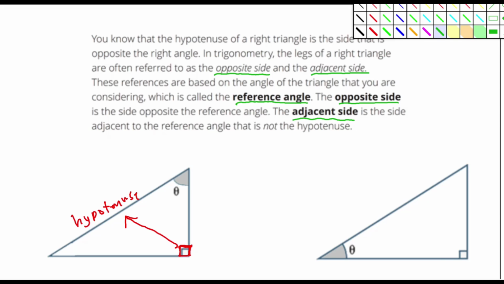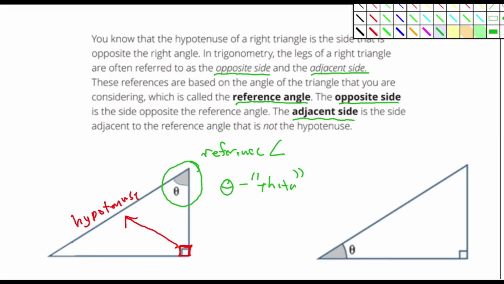These references are based on the angle of the triangle that you are considering, which is called the reference angle. So in our problem, this angle that we're focusing on, we call that the reference angle. Reference angle, perfect. And that little symbol there, that's just a theta. We'll use theta instead of x all the time, so we'll switch them out. But now, let's see what we're going to do with this.